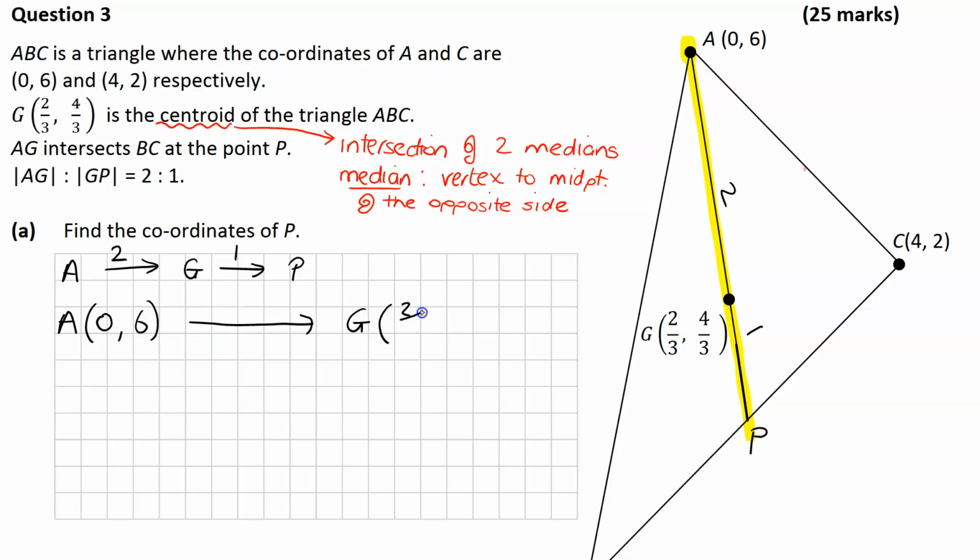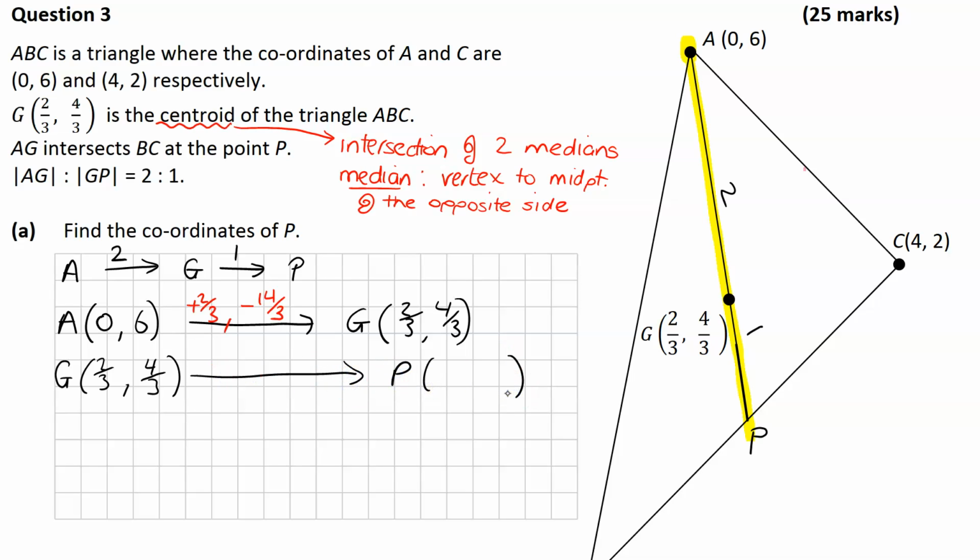Okay, so 2/3 and 4/3. So the ratio required for that to go from 0 to 2/3 is obviously plus 2/3. To go from 6 to 4/3 is minus 14/3 when you work that on your calculator. Okay, now the next thing you need to do is go from G, which is 2/3, 4/3, and we need to go on to P.